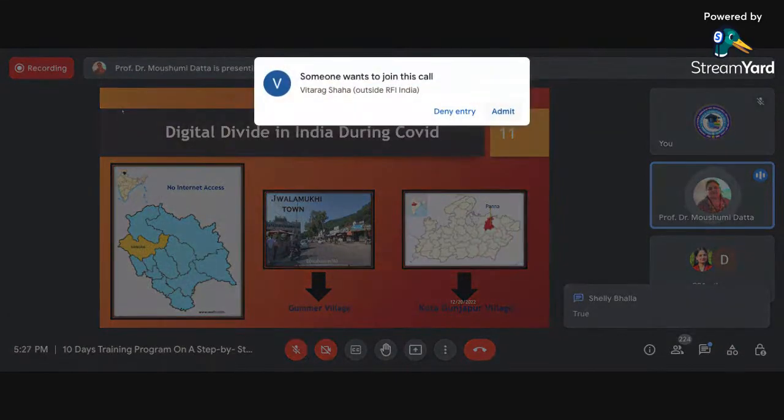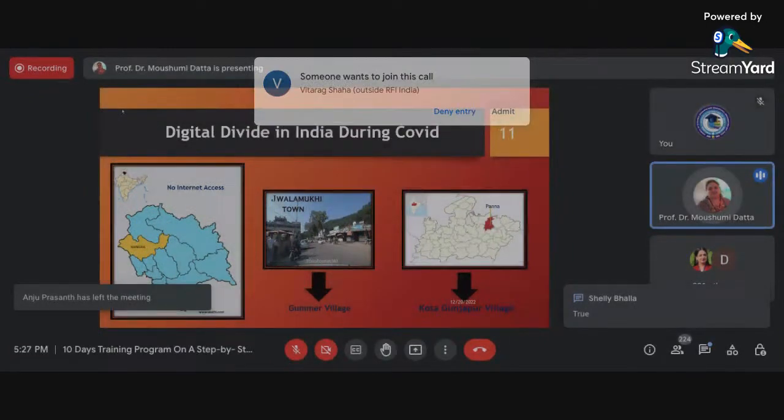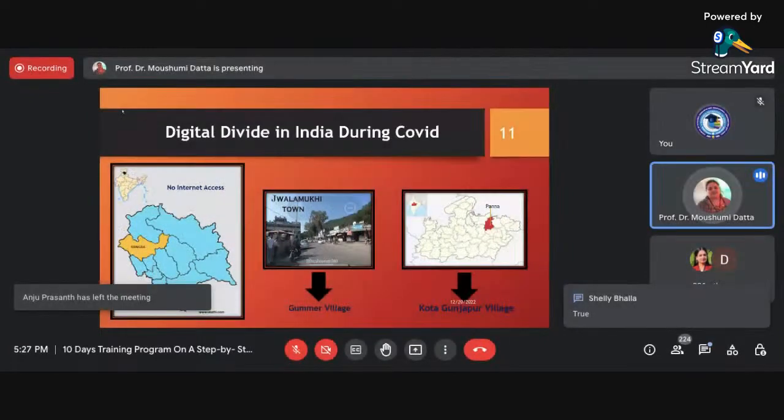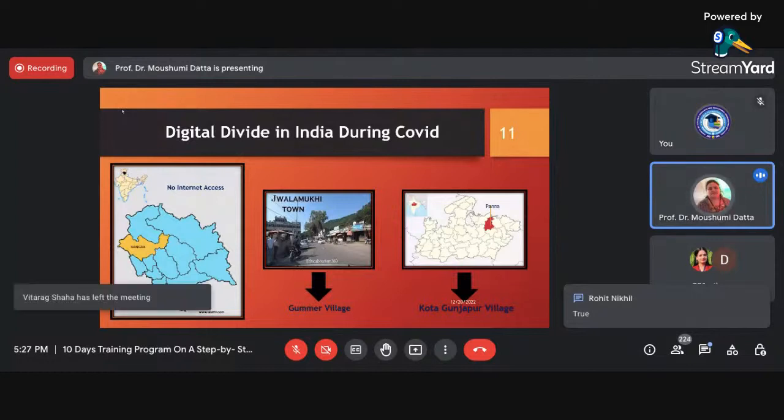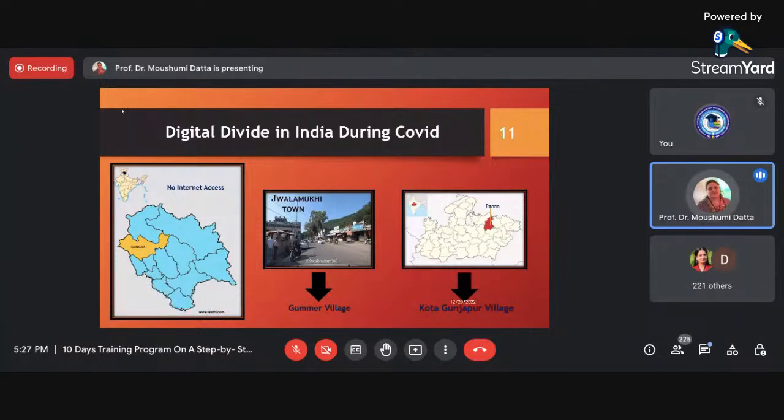Because I will give you some examples. In Himachal Pradesh, Kangra is a small place. Later when vaccination came up, you will find that in Kangra, there was a small town known as Jwalamukhi town. I've given you the photograph of Jwalamukhi town. There, no one was vaccinated. And when we really found out why no one was vaccinated, it was because there is no development of technology. People do not know how to get an appointment for getting vaccinated. So you see, there was a digital gap, a digital divide in India during the COVID time.